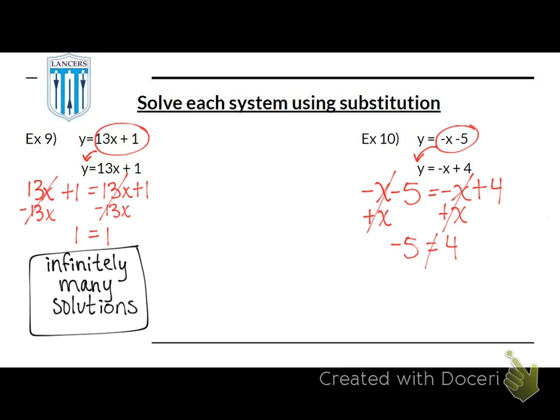Doesn't work. So what do you think that means for our answer? I think somebody whispered. Wyatt, what do you think? There is no solution here. There are no XY ordered pairs that will work in both systems at the same time. Those are our special cases. Questions about the special cases?